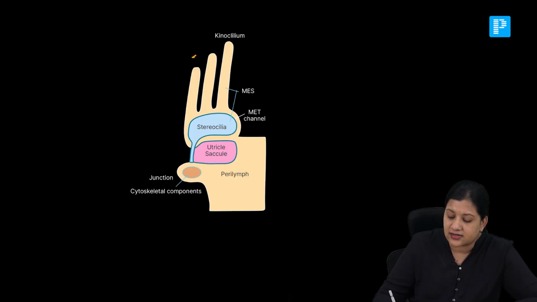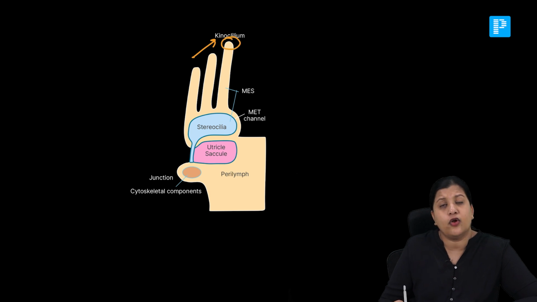So if you see here, there is a staircase pattern. The longest stereocilia is called the kinocilium. So I think the basic concept is understood by all of you.